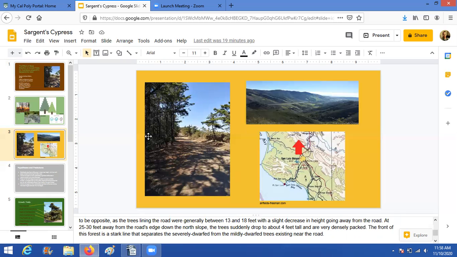So here's an actual picture, north side. Trees suddenly dropped to about 4 feet tall and are very densely packed. So about 25 feet down this way is just a stark line of very short trees. The front of this forest is a stark line separating the severely dwarfed from the mildly dwarfed trees existing near the road.